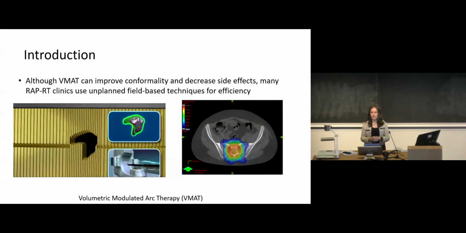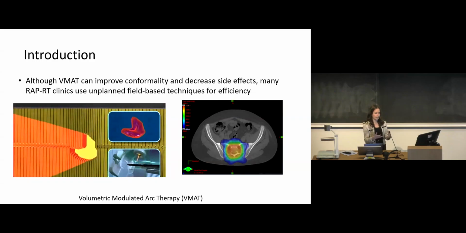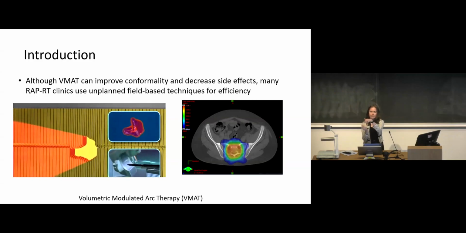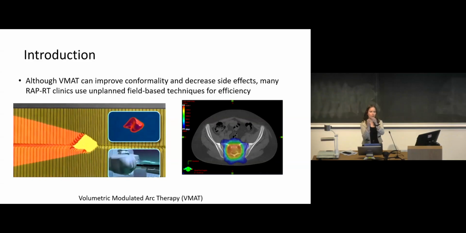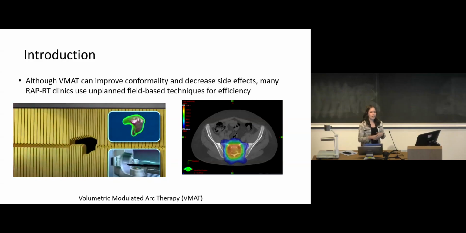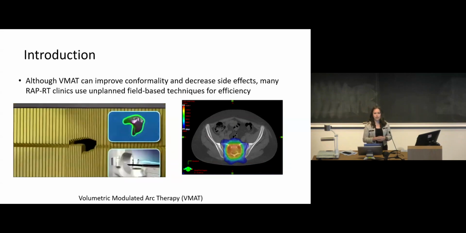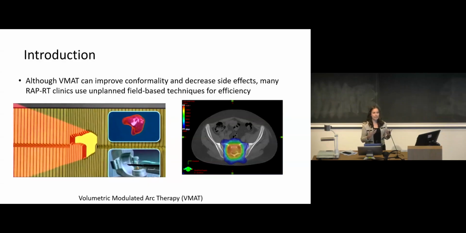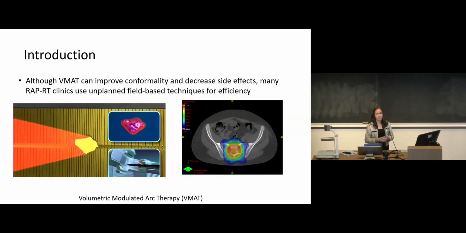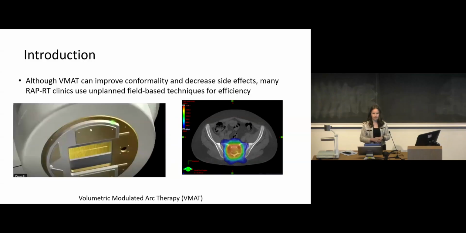So how VMAT works is now we have the linear accelerator, the gantry that delivers the radiation is going to rotate around the patient in 360 degrees as it delivers radiation. And it has these little lead leaves called multi-leaf collimators that are going to move within the field as it rotates, allowing us to get a more conformal distribution. And so as you can imagine, although VMAT can improve conformality by decreasing the dose to normal tissues and decreasing side effects, this plan does take a few days to develop as opposed to a POP that can be done essentially on the spot. And so many rapid access clinics are still using POPs or unplanned techniques for efficiency.